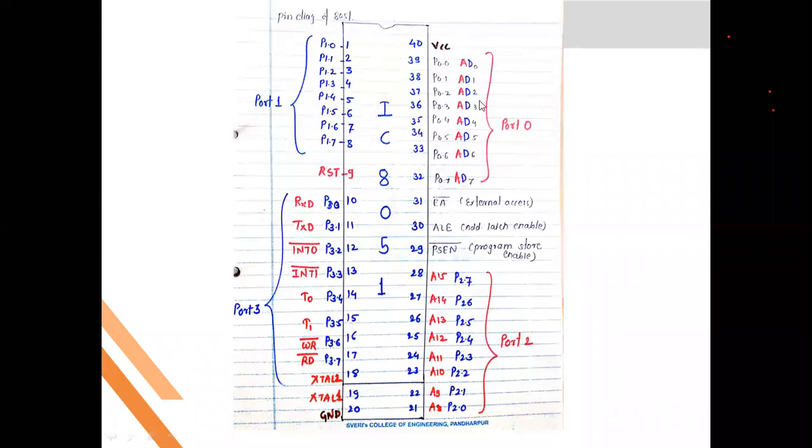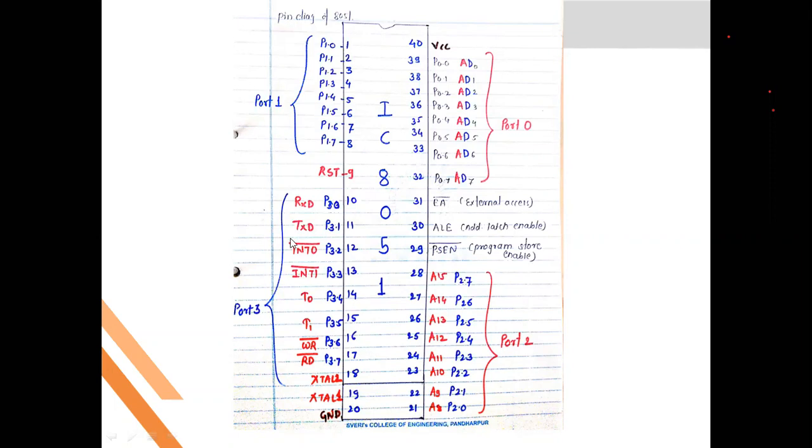And D0 to D7 means 8 data lines. So the microprocessor, microcontroller is having an 8-bit data bus and a 16-bit address bus. Now see here, the 9th pin is RST.